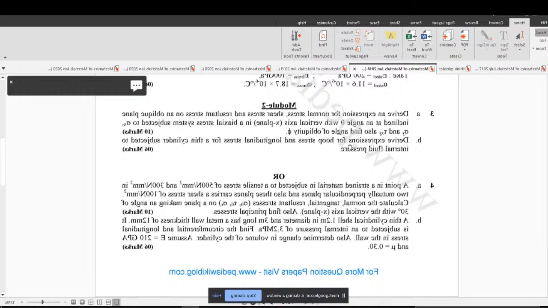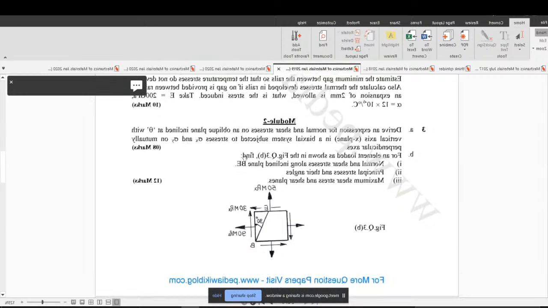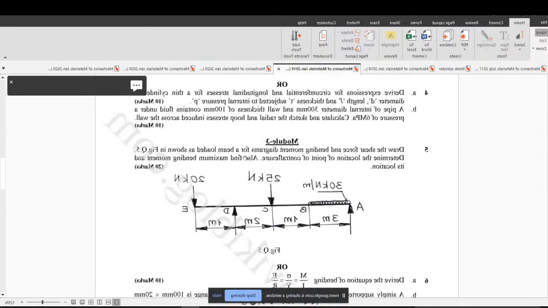Yes, sir. And derive the expression for hoop stress and longitudinal stress of a thin cylinder subject to internal fluid pressure. That is 6 marks. Hoop stress derivation and longitudinal stress derivation. Next. So derive the circumferential and longitudinal stress. 10 marks derivation.